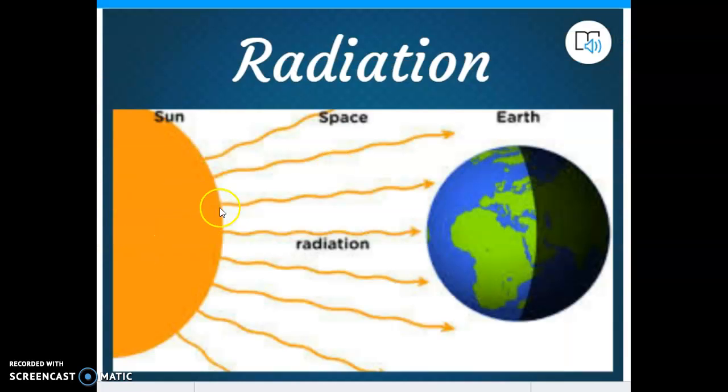Here's a good picture of how the sun sends these heat waves. You can see it kind of waving its way, and it hits the Earth, warming up the Earth.